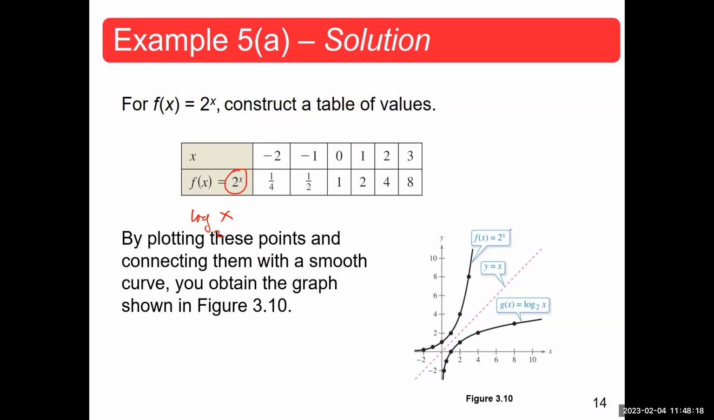So basically, 2 to power x and log base 2 of x are symmetric about this line. It's the same thing. So we have, this is the asymptote, a horizontal asymptote. Now the logarithmic has a vertical asymptote going down to negative infinity.